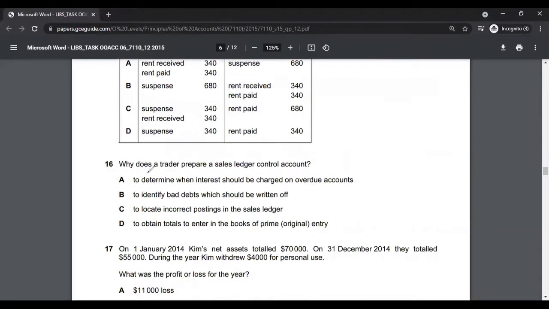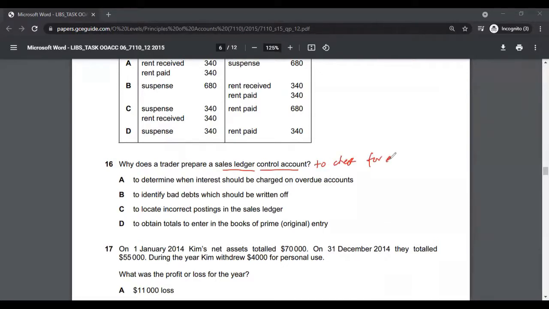Multiple choice 16. Why does a trader prepare a sales ledger control account? The purpose of a sales ledger control account is to check for errors. Let's see if they have mentioned it in the options here: to locate incorrect postings in the ledgers. So the answer to multiple choice 16 is option C. Companies prepare a sales ledger control account to check for any errors.